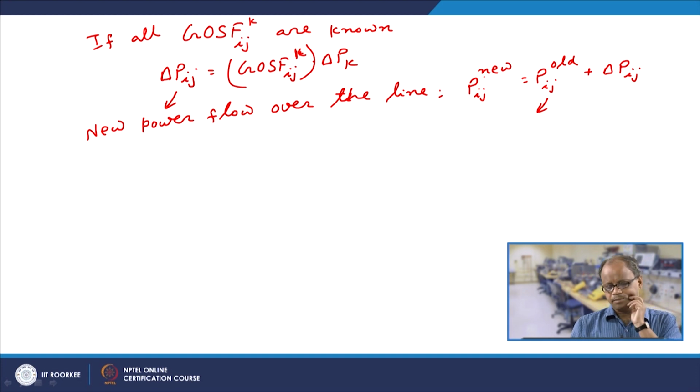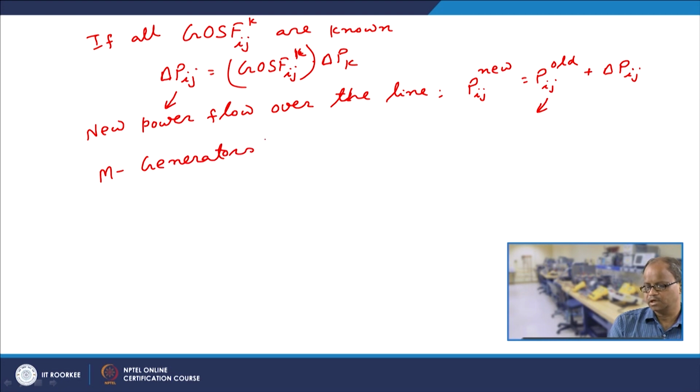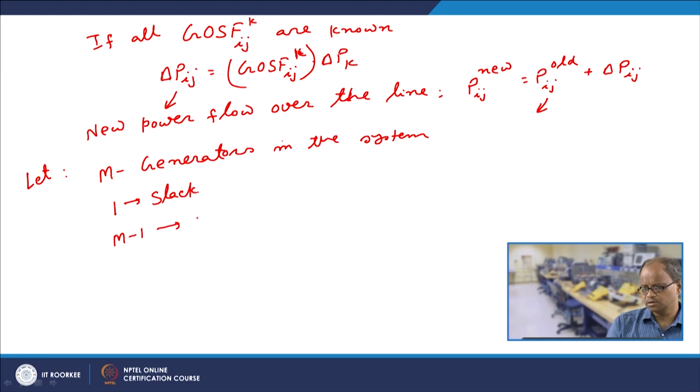Now, here what happens is the following. Suppose I have got, let us say, m generators in the system. We know that one has to be slack and the rest, m minus 1, would be the PV buses, or rather the generator buses.